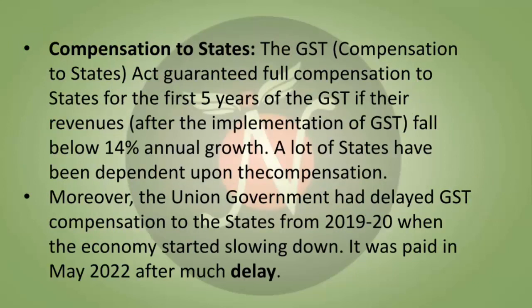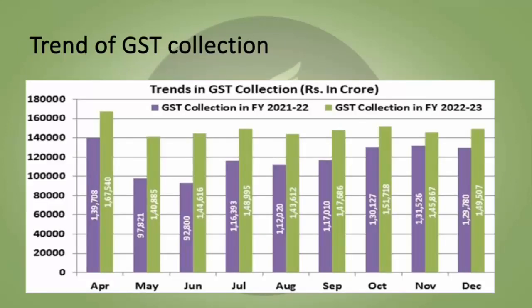Then compensation to the states. The GST Act guaranteed full compensation to the states for the first 5 years of the GST if their revenues fall below 14% annual growth. A lot of states have been dependent upon the compensation. Moreover, the union government had delayed GST compensation to states from 2019-20 when the economy started slowing down. It was paid in May 2022 after much delay.